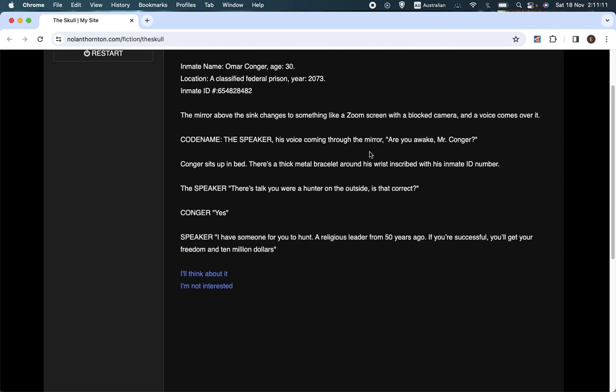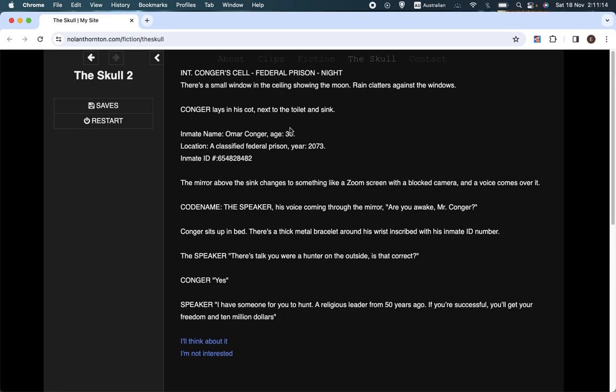The plot is that, and this isn't spoilers because it's laid out on the first page, you are a prisoner, and you are offered the chance to commit an assassination, and in return you get, as they say, your freedom and $10 million. The reason they chose you seems a bit odd, because it says, there's talk you were a hunter on the outside.